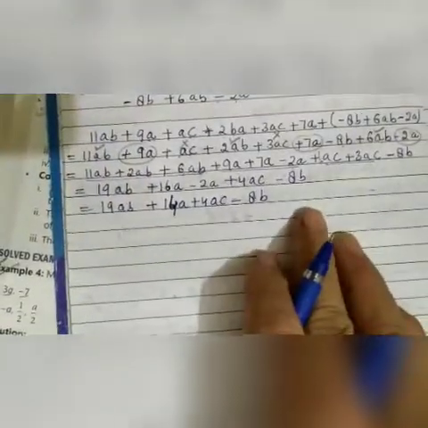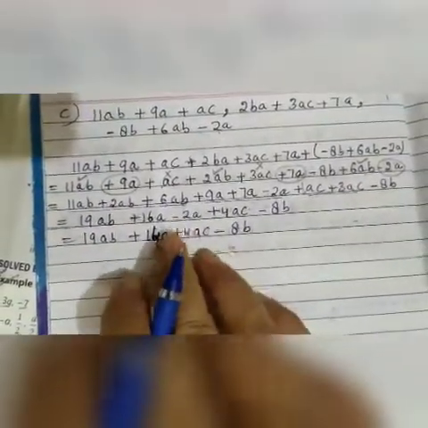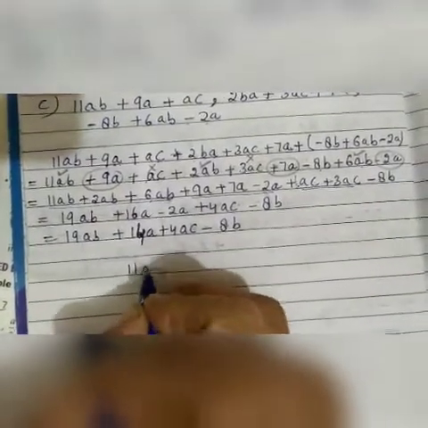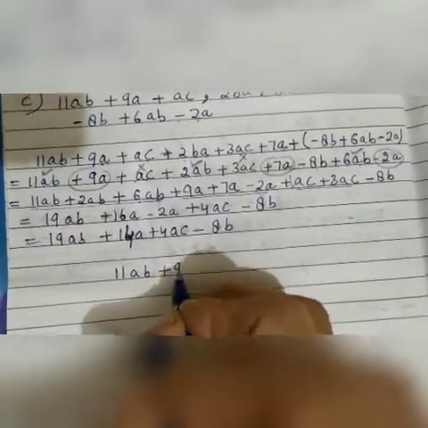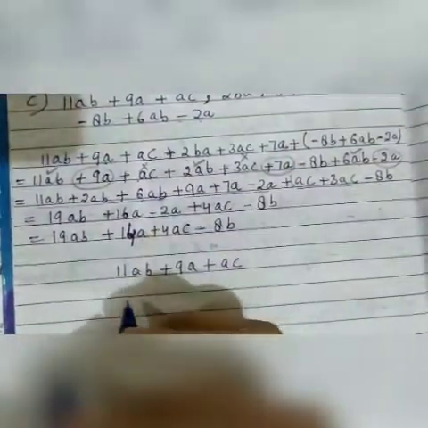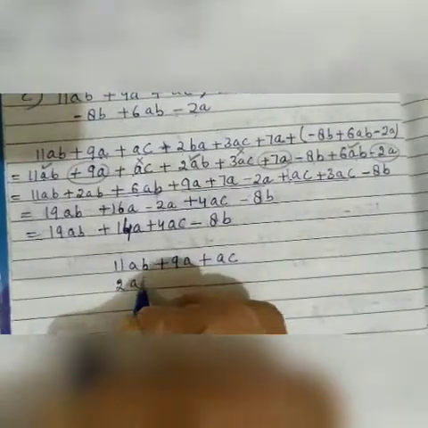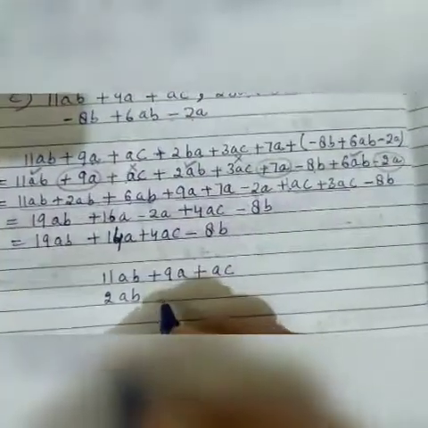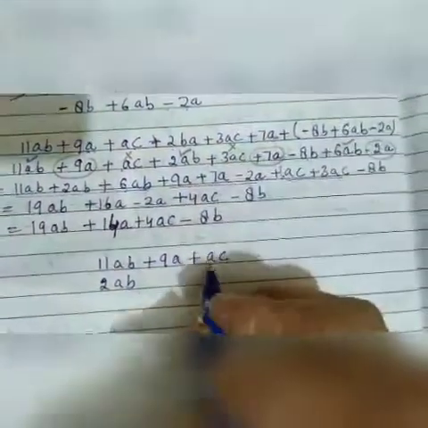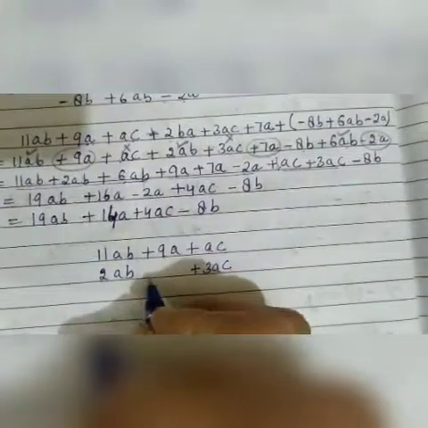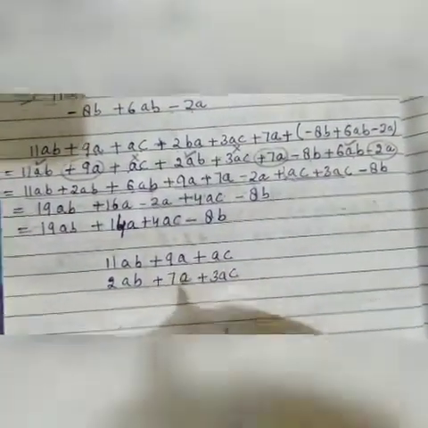See this in column method. In column method, how do we write when extra terms are given? First expression is 11AB plus 9A plus AC. Then the second expression, we will write it below AB. It is 2BA, we will write it 2AB plus 3AC plus 7A.